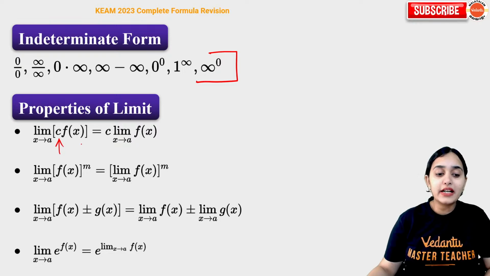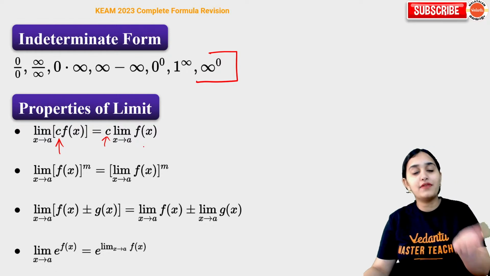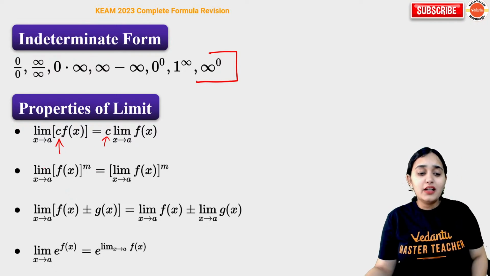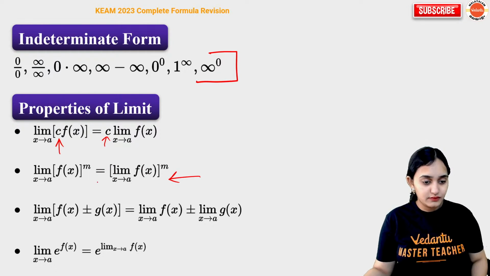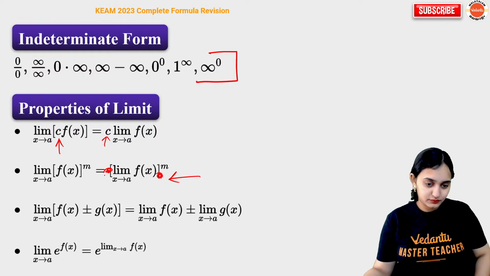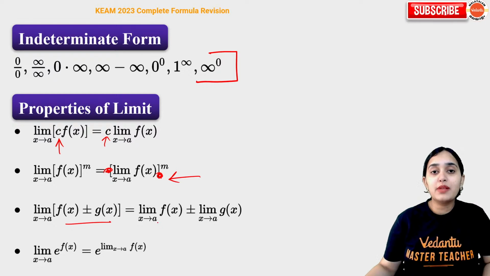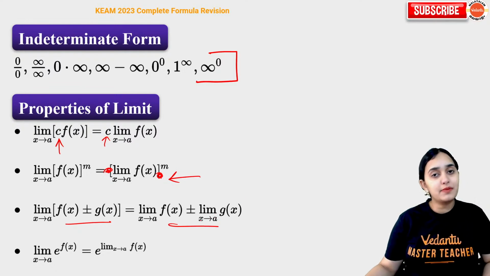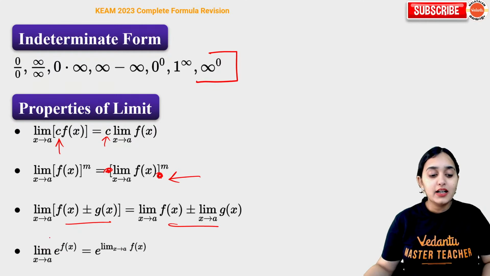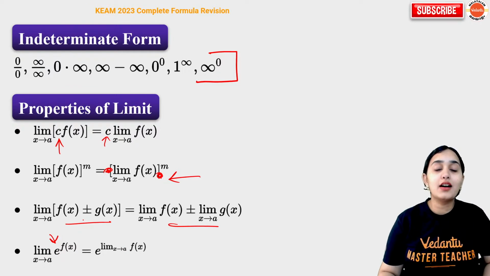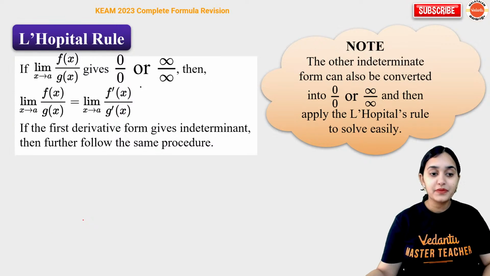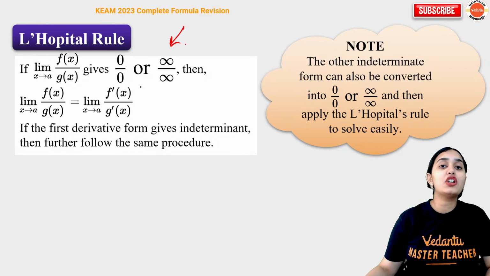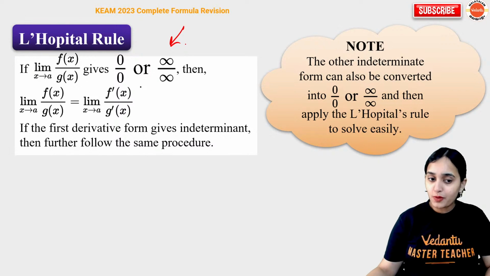Limit of a constant multiplied with a function is the constant multiplied with the limit of the function. Limit of x tends to a, f(x) to the power m is the same with the limit inside. This bracket will not be there, sorry, remove it. Limit of f(x) plus minus g(x) can be written as limit of f(x) plus minus limit of g(x). And if you have a function written in the power of e, then the limit can also shift to the power of e, no problem.